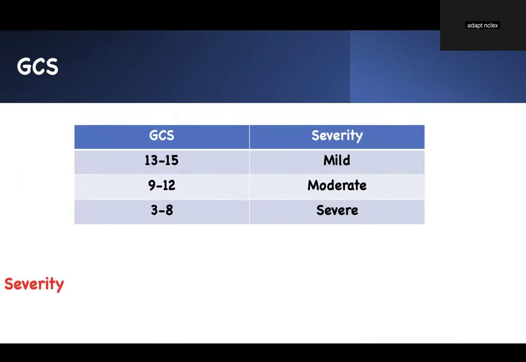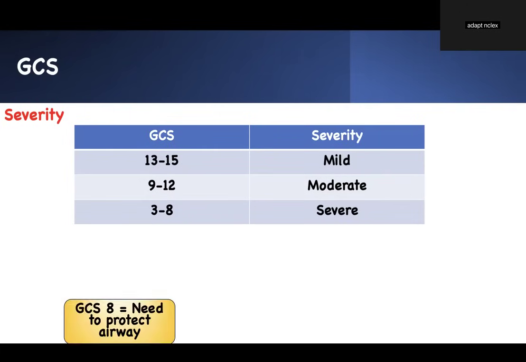There's a severity associated with the brain injury. If your GCS is between 13 and 15, it's a mild injury. If it's 9 to 12, it's moderate. If it's 3 to 8, it's very, very severe. That means your E and V and M are very low numbers.